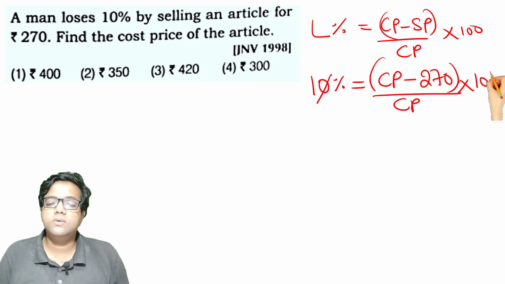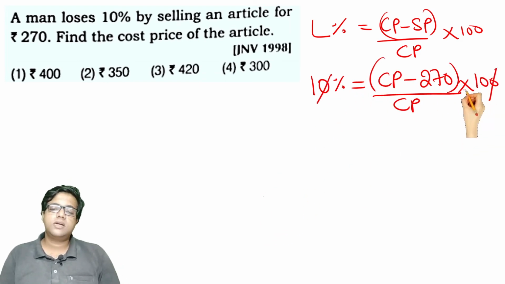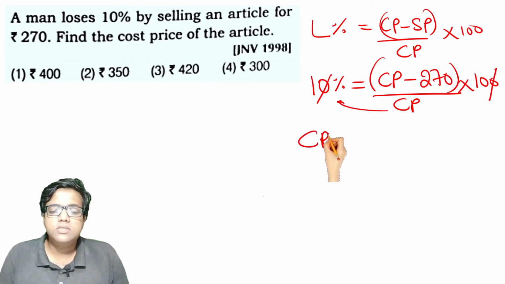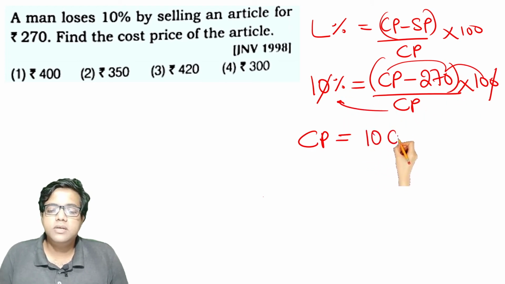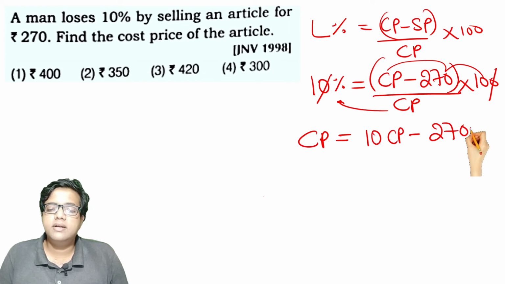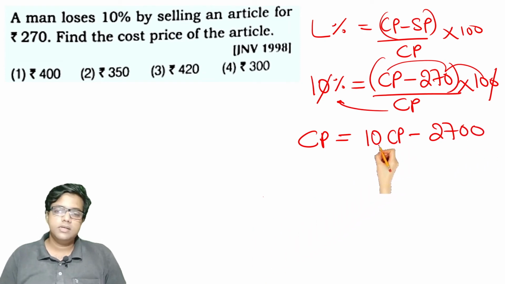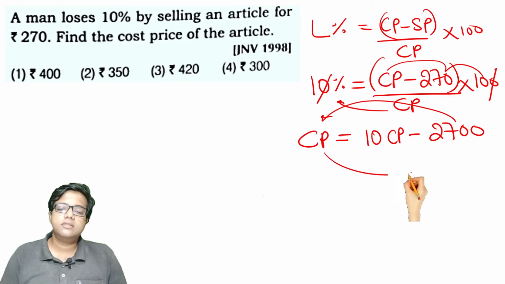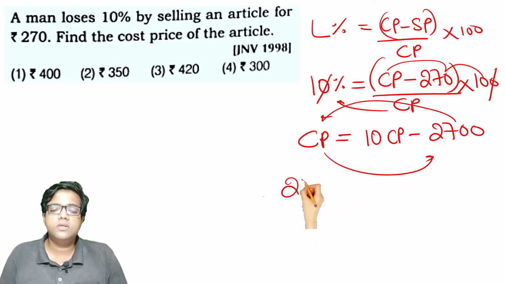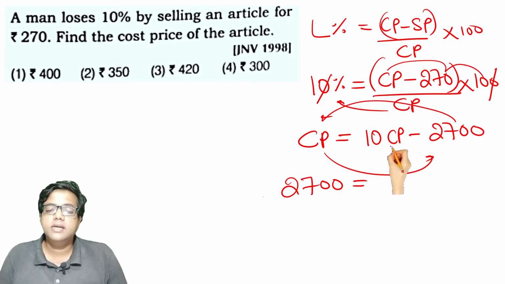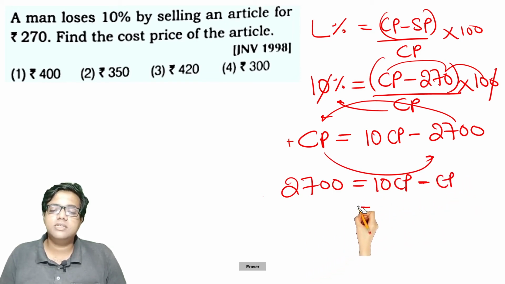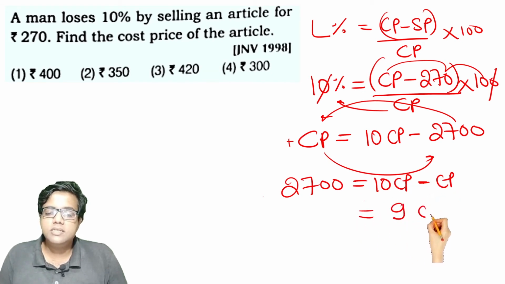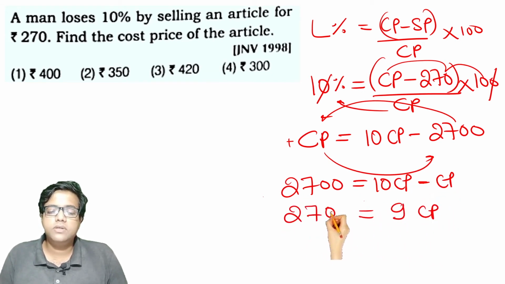So this zero goes away, that zero will go away. CP will cross over. So CP into 1 is CP is equal to, now distribute this 10 to both the numbers. 10 CP minus 2700. So now this 2700 will come here, this CP will go there. So therefore, minus 2700 will become positive 2700 is equal to 10 CP. 10 CP is there itself, and this plus CP will become minus 1 CP. 10 CP minus 1 CP is equal to 9 CP. And here 2700 is there.